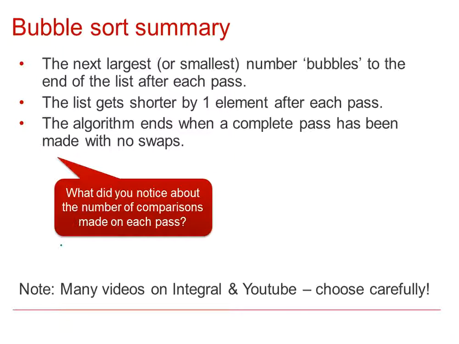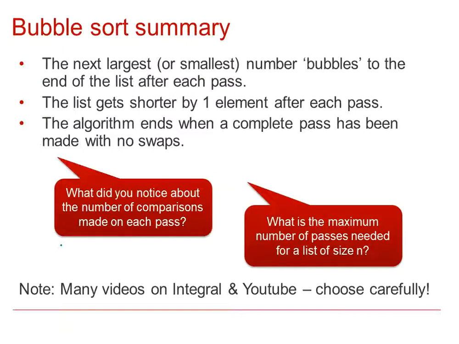So what did we notice about the number of comparisons after each pass? What I'm hoping you noticed, and you can go back and check, is that the number of comparisons will always reduce by 1 at the end of each pass. What's the maximum number of passes needed for a list of size n? Well, if the list was in completely reverse order from that required, you would require n minus 1 passes in order to get it back into the order requested.